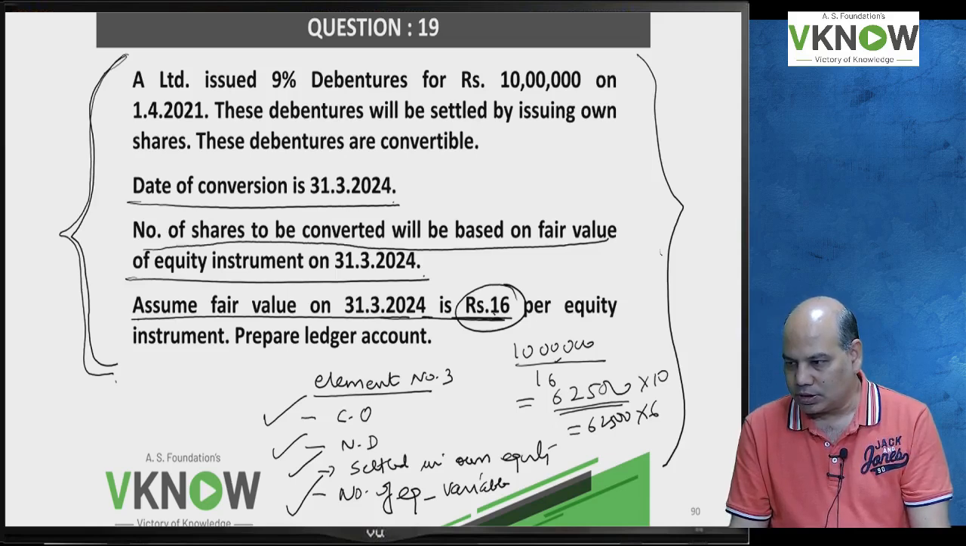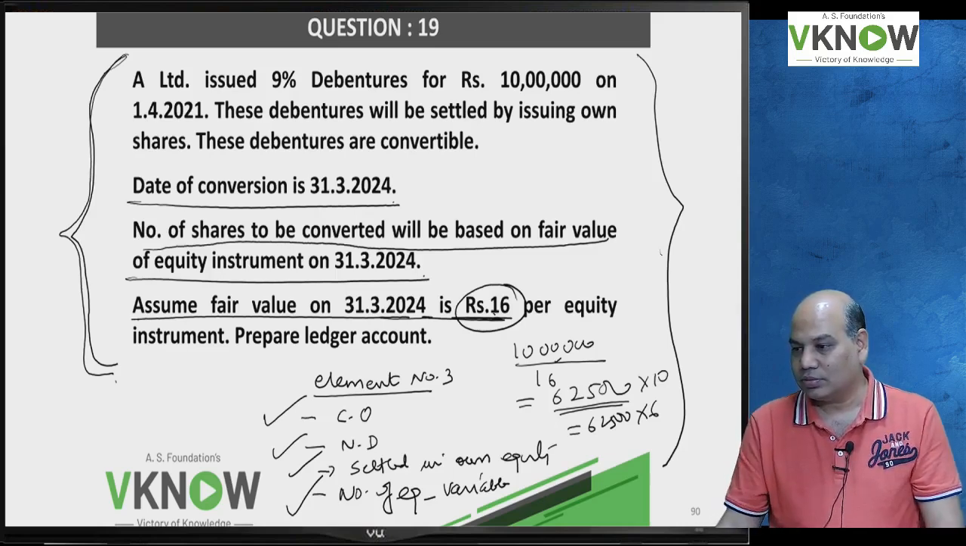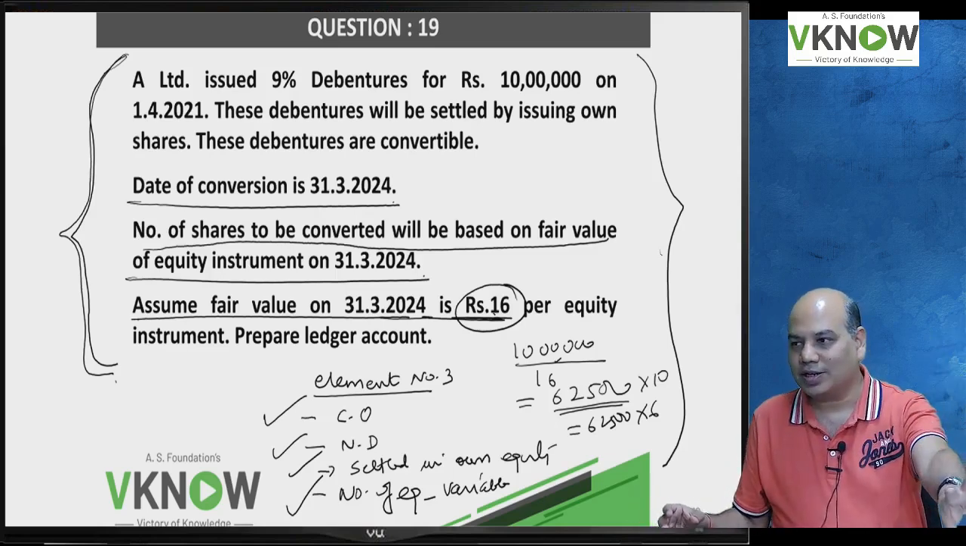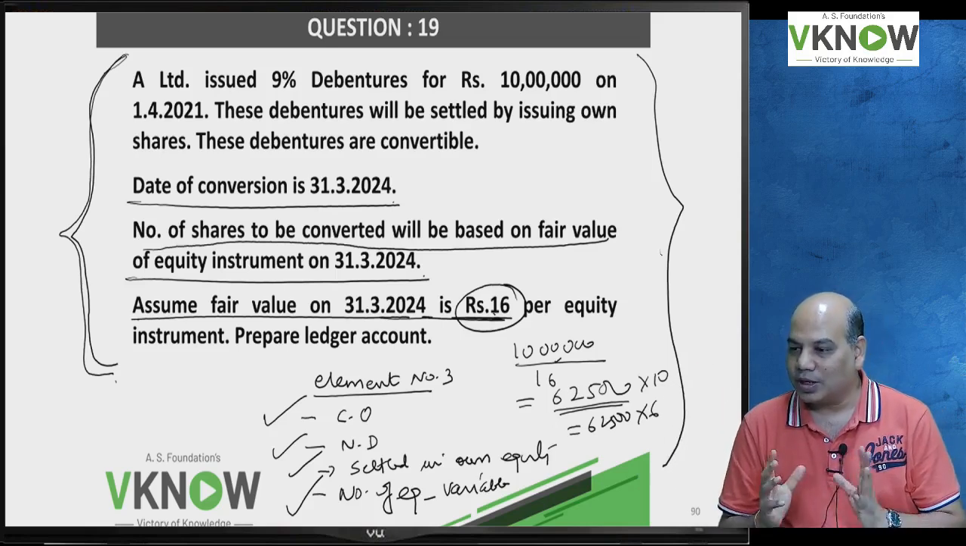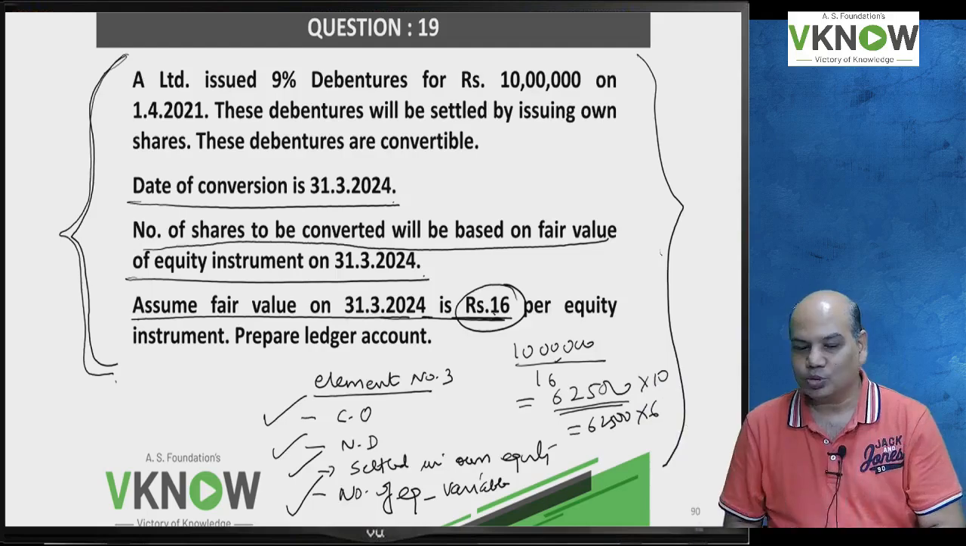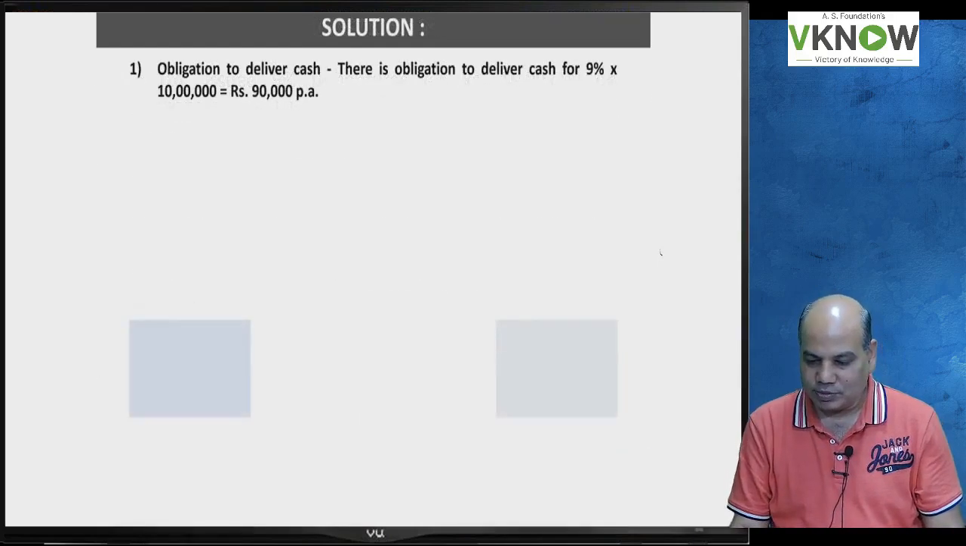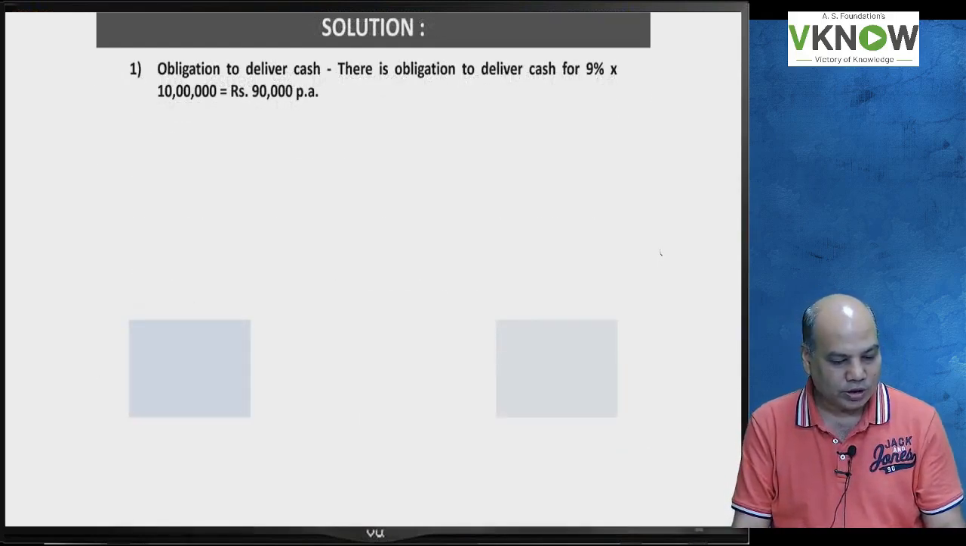Now my question is, what is the fair value today? Answer quickly. Proceeds minus transaction cost. Proceeds is 10 lakh, transaction cost is not there. So fair value will be 10 lakh. Redemption is also 10 lakh. So if the issue price is 10 lakh and redemption is also 10 lakh, coupon rate and IRR will be the same. Keep that in mind. That is a shortcut to understand.